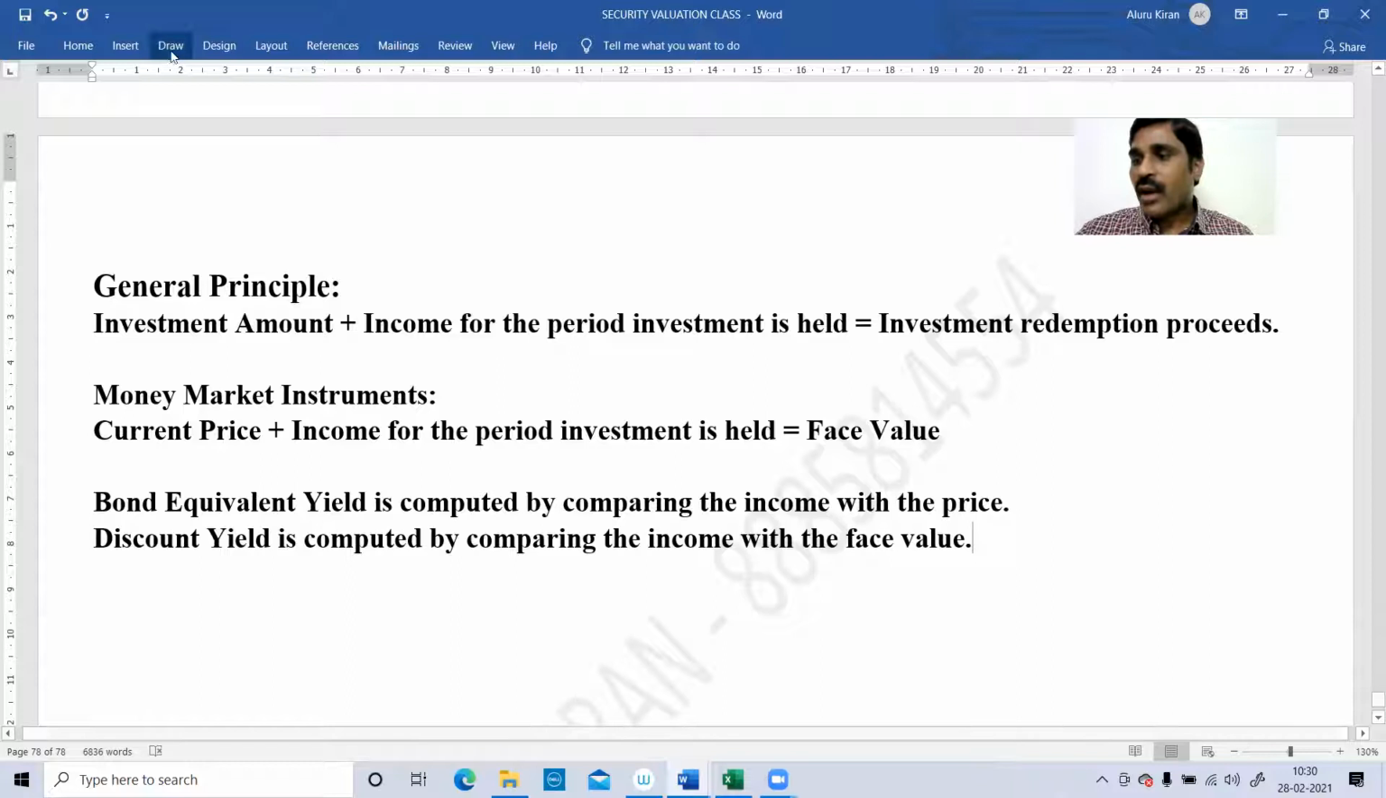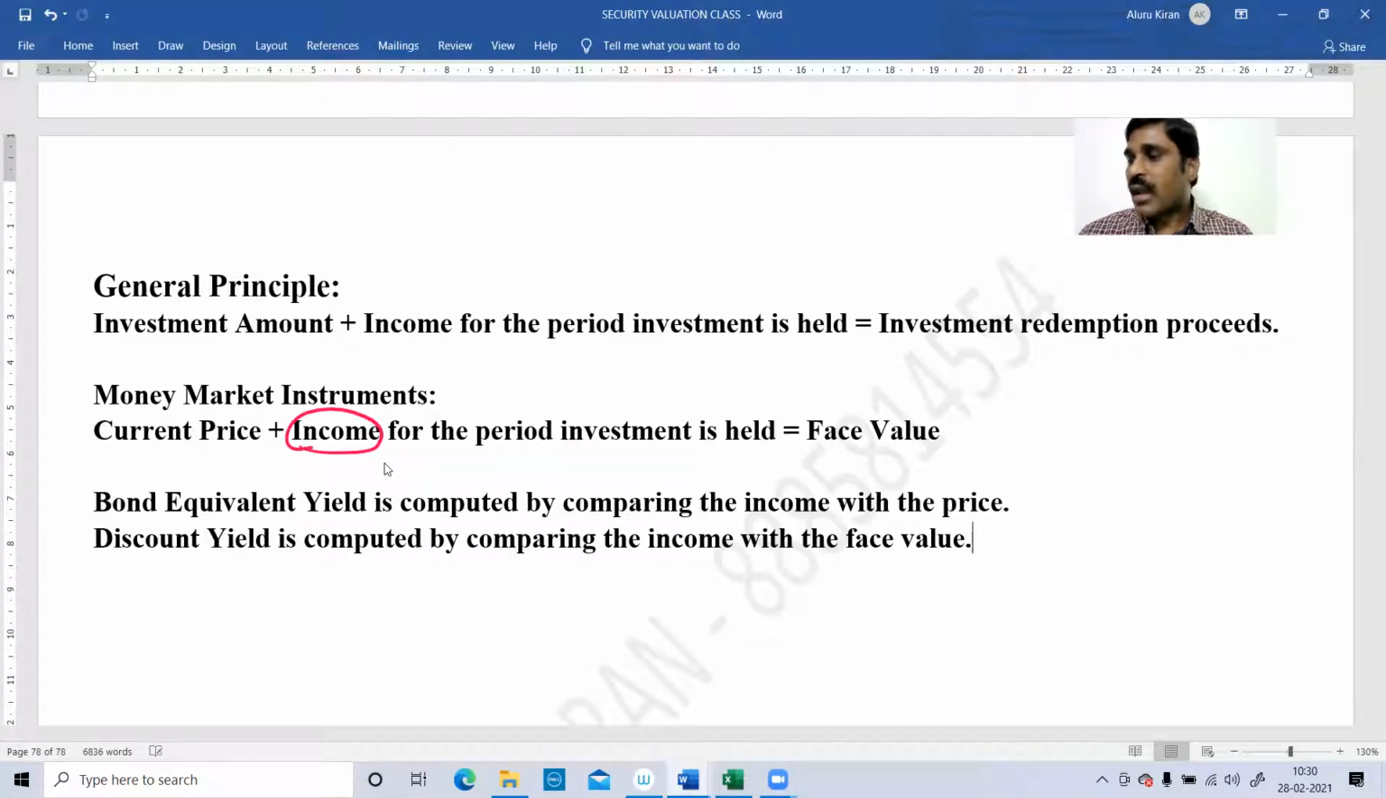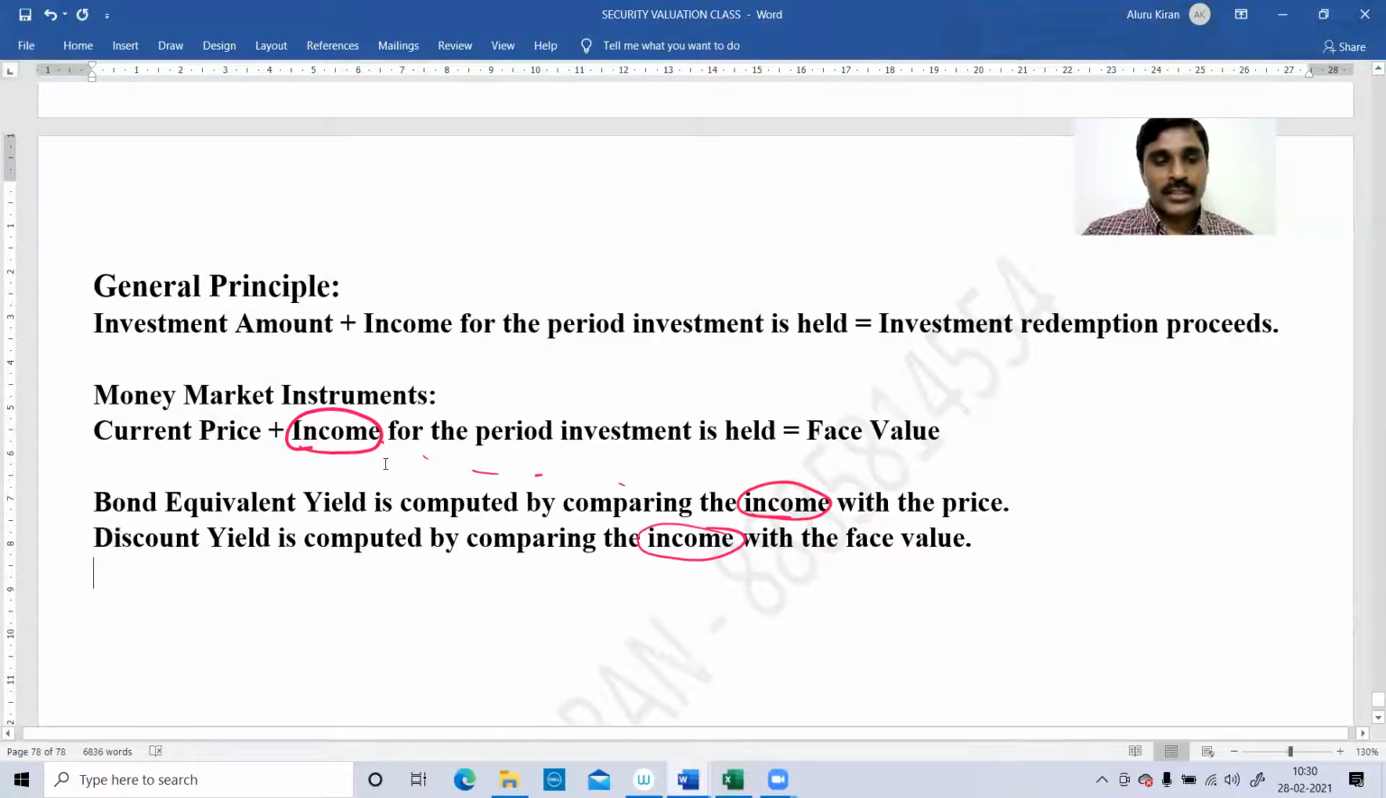The income I referred to here in this formula and the income I referred to in these equations or concept are slightly different. Why are they slightly different? What is the difference between that income and this income? Both incomes are not the same. There is a difference between those two incomes. So what is the difference between them? Normally, the maturity holding period or duration of various money market instruments.